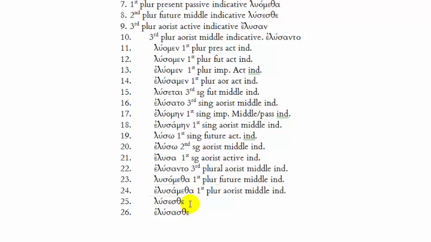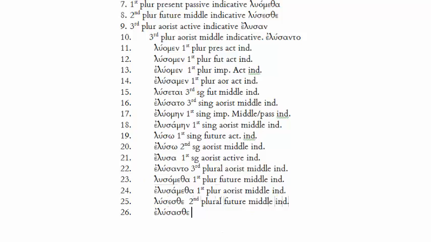Coming along here, lusesthe. Okay, well, we've got a sigma and no augment and no alpha. I think future. That's really all it could be. That estha there also is a second plural ending. So second plural future middle indicative. Okay, very good. One more.